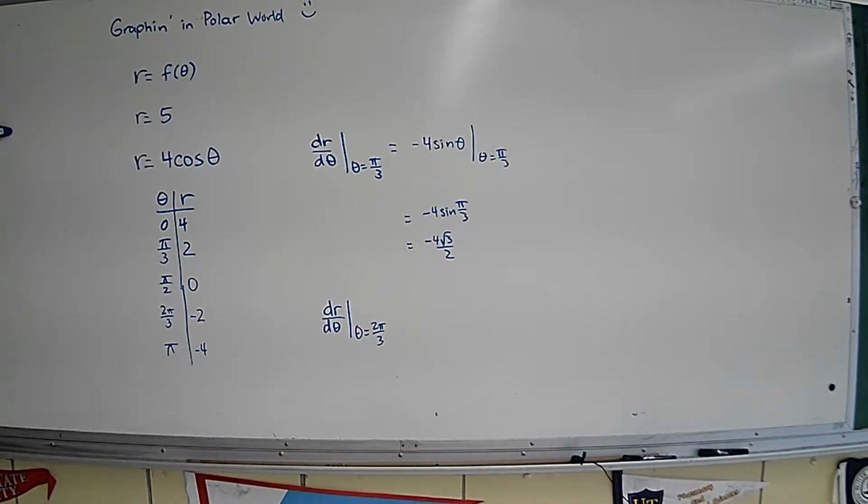Without computing it, we can compute it. What's the sign of that going to be? Is R increasing or decreasing when theta equals 2 pi over 3? Okay? It's decreasing. It's getting more negative. Okay?